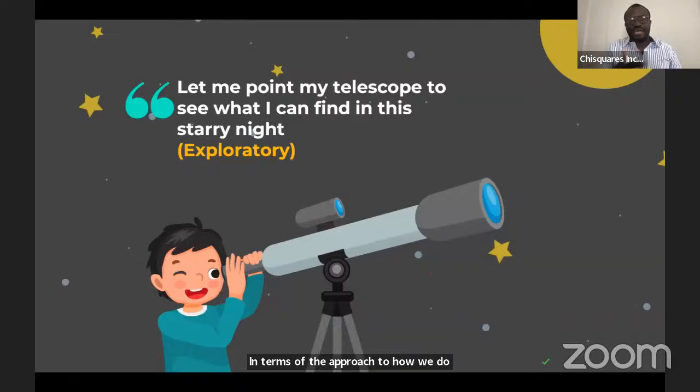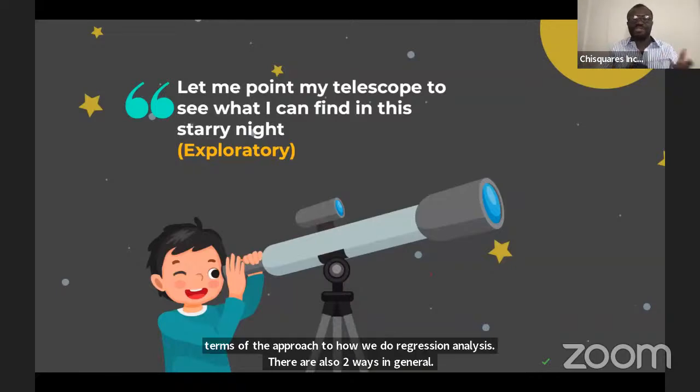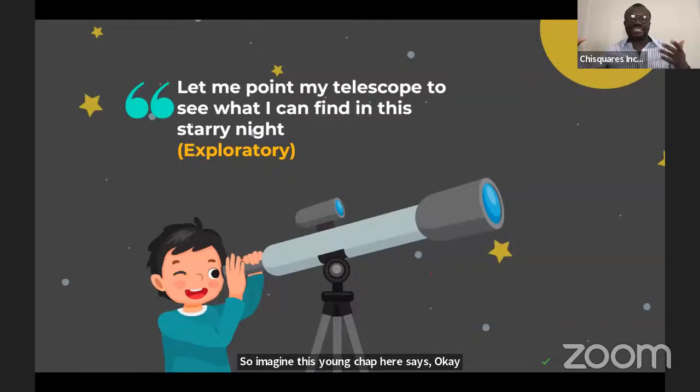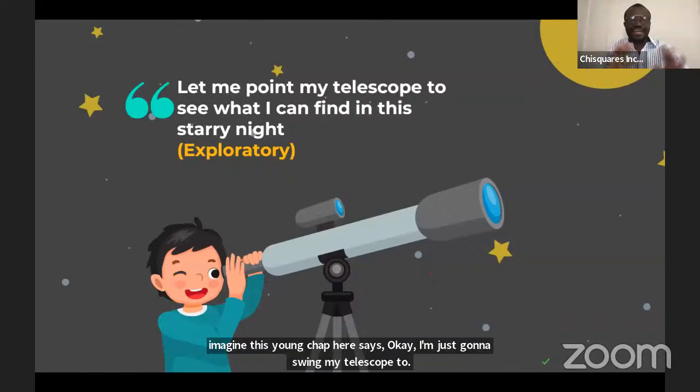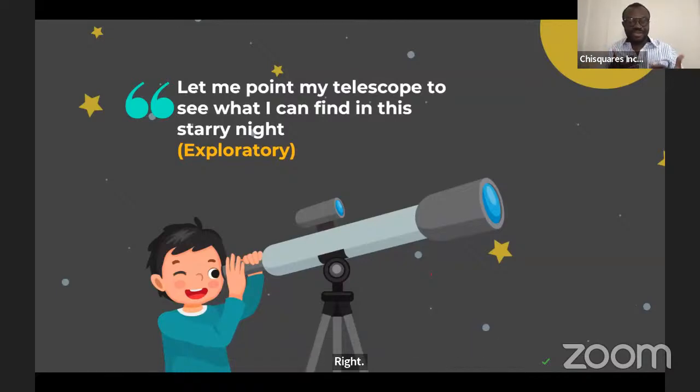Now, in terms of the approach to how we do regression analysis, there are also two ways in general. Imagine this young chap says, I'm just going to swing my telescope to the Milky Way galaxy and see whatever I can find in this starry night. He's more on a fishing expedition. He doesn't really know what he wants to do per se. He's just exploring, and so we call that kind of analysis exploratory analysis. You might see things like, we did an exploratory regression analysis to explore factors associated with X, Y, Z. That gives some context as to why we call it exploratory, because we don't have anything in mind a priori. We're just going with a blank mind and saying, let's just see what we find.